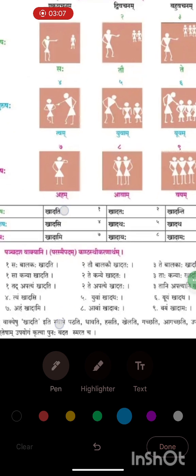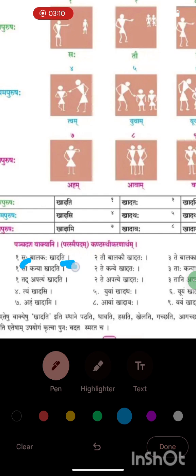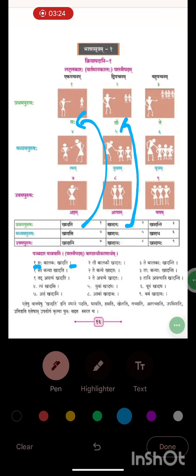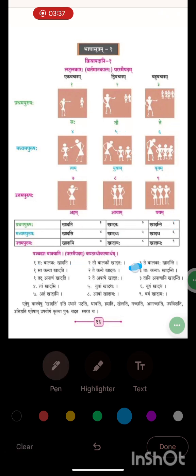Okay, then there are 15 sentences they have given you. So let's see. Sah balakah khadati. Why? Because it is sah. I told you ti will go with sah. Tau will go with tah, and anti with te. So tau balakau khadatah. Then when you have te, it will be khadanti. Sa kanya khadati, because I also told you that ti goes with sa.